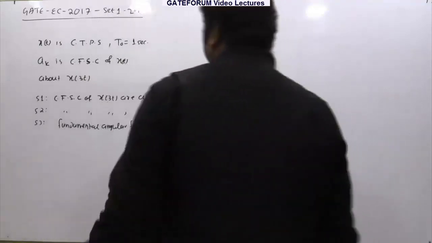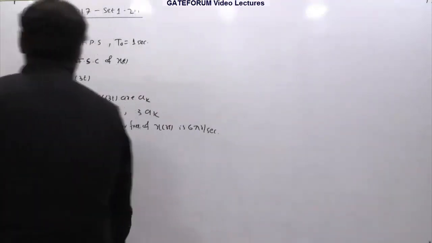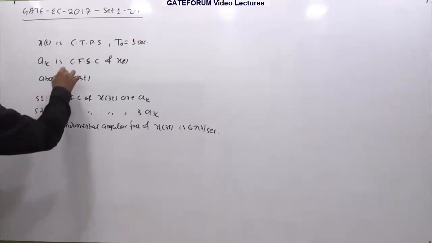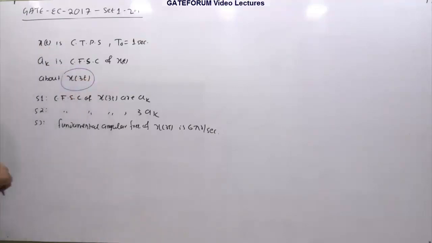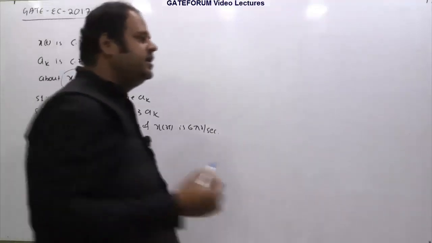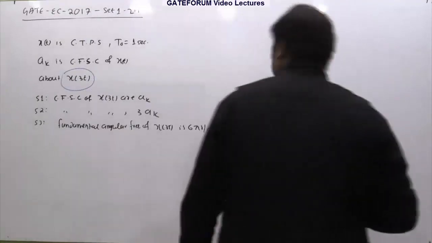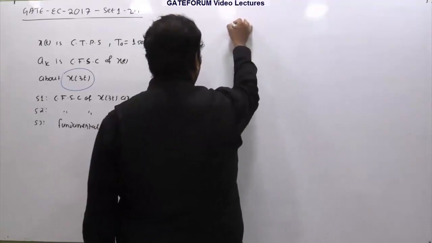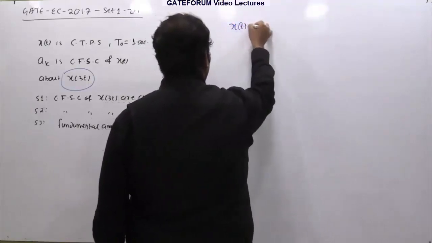So actually x of t is a continuous time periodic signal, its fundamental period is 1 second. ak is the complex Fourier series coefficient of x of t. Then we are supposed to comment regarding this x of 3t. Now this question is based on the time scaling property of the continuous time Fourier series, right? If you know the property, you can straight away tick the answer.